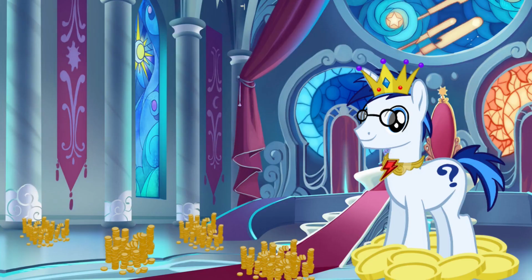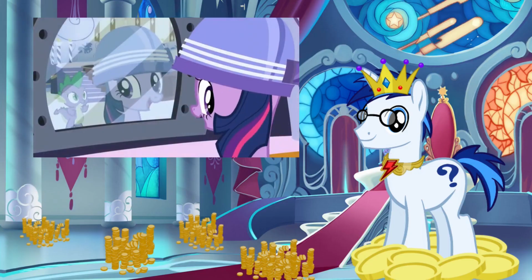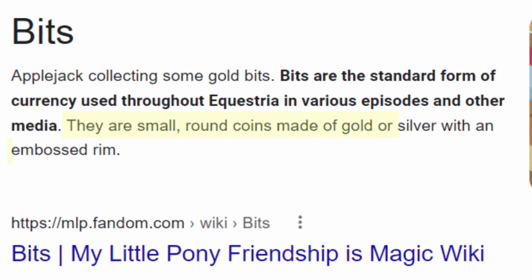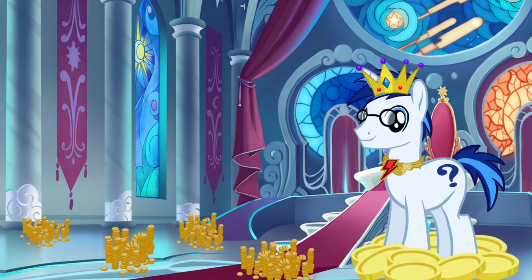Bits, the currency used to buy goods and services in the pony world. By definition, they are made of gold with an embossed rim. Now, one question that has been on my mind for the longest time is, how much are they actually worth in US dollars? Well, let's find out.